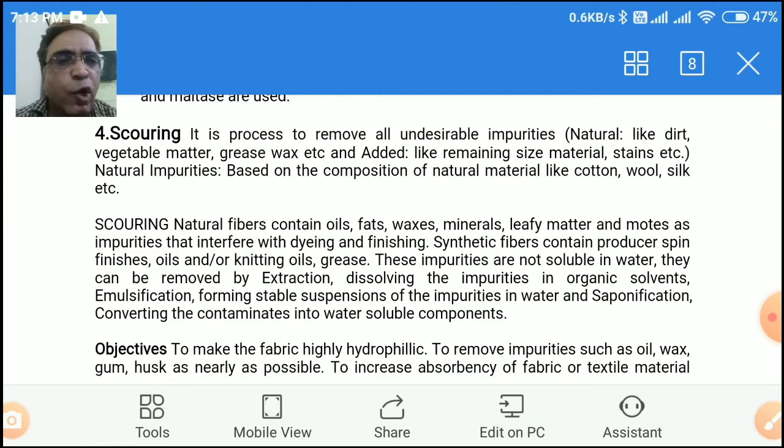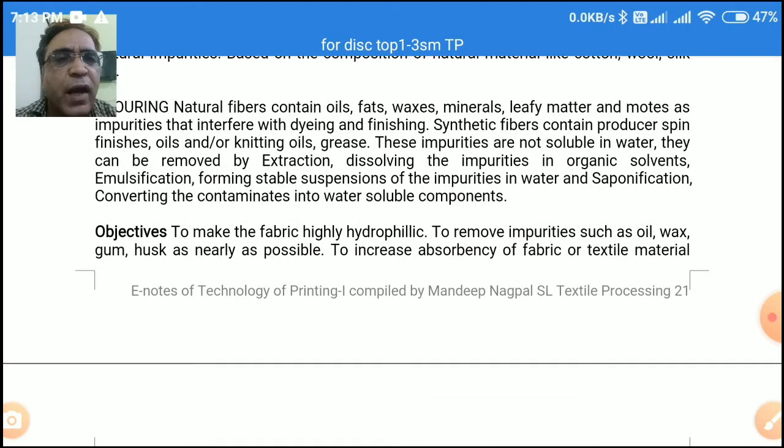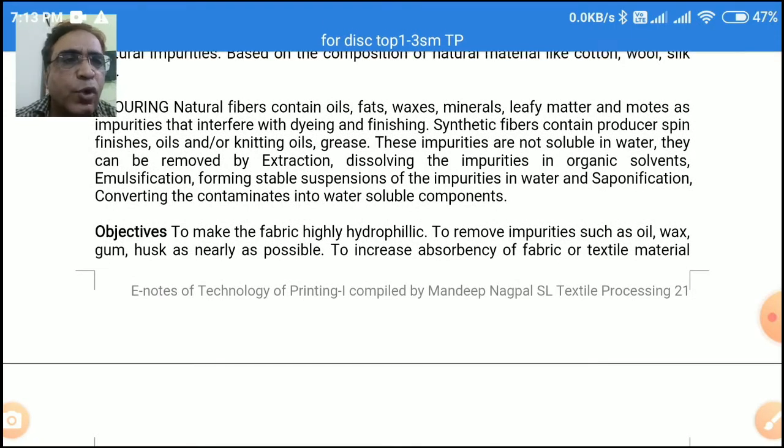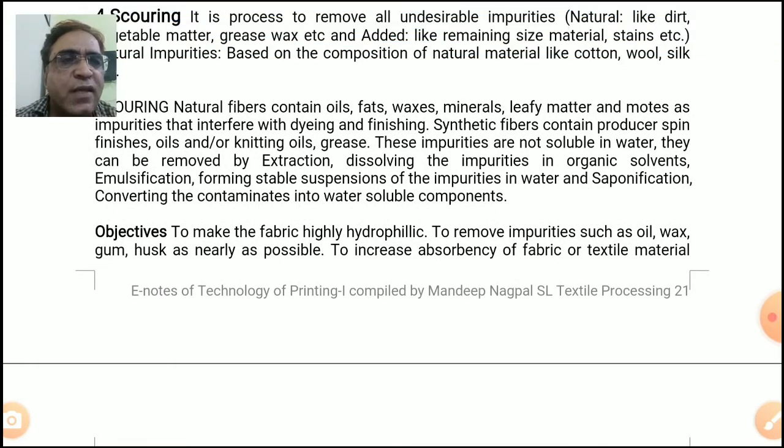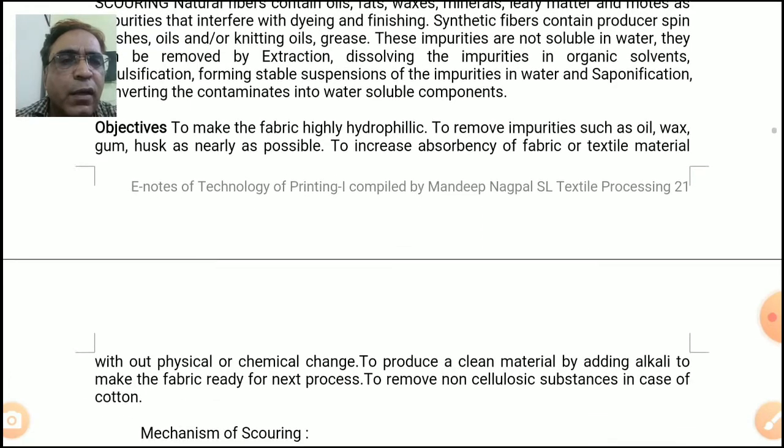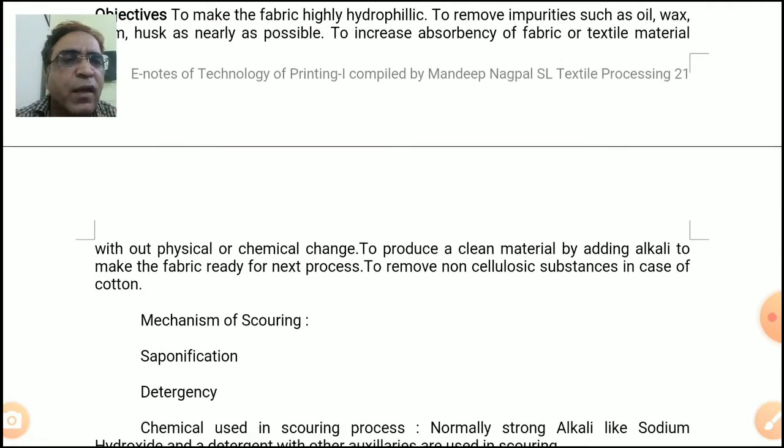So the objective of scouring is basically to make the fabric highly hydrophilic and to remove impurities such as oil, wax, gum, husk to the maximum possible. So to increase the absorbency of the fabric or the textile material, we carry out the scouring process, producing a clean material by adding alkali to make the fabric ready for the next process.